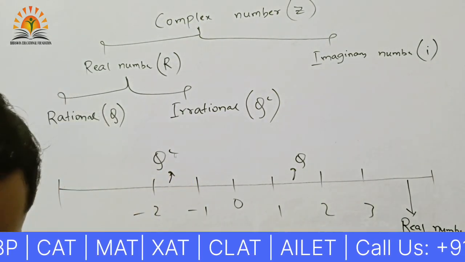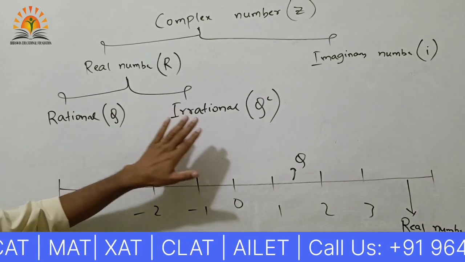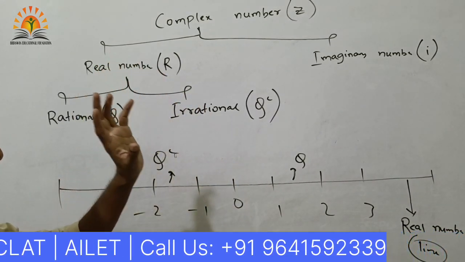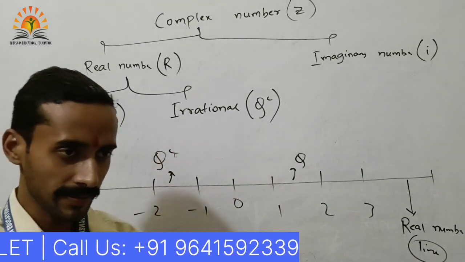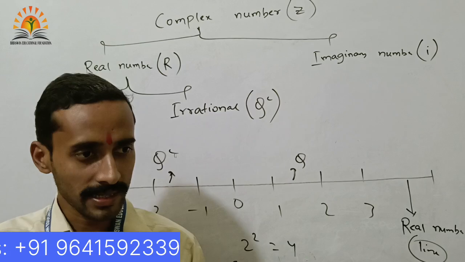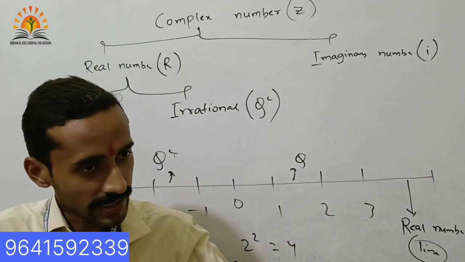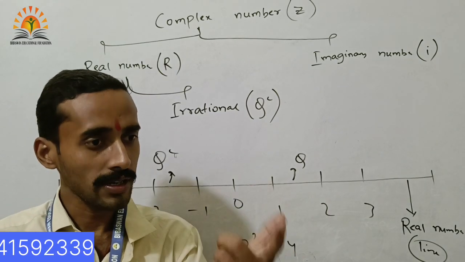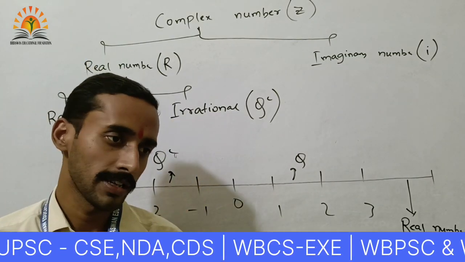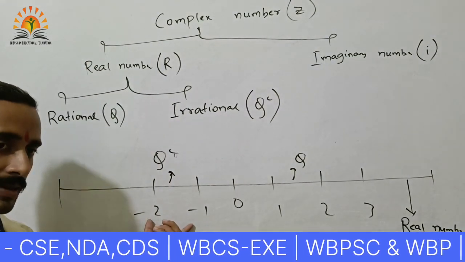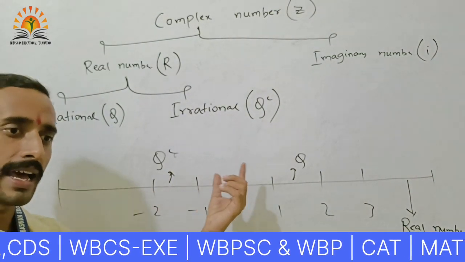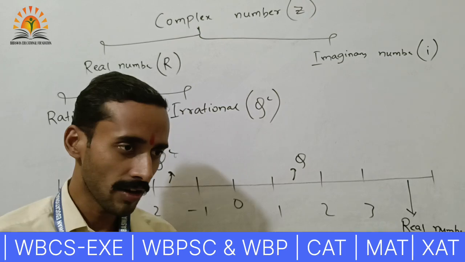Clear? So we started from rational number, we understood irrational number, and we understood what a real number is. Sometimes you read in a book that real number is a combination of rational and irrational. But the actual definition of real number is any number whose square is always positive. This quality is always followed by rational number and irrational number. Is it clear or not?